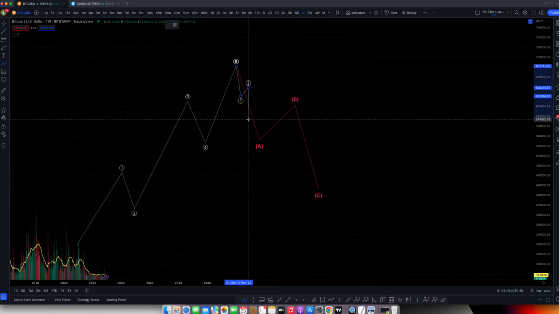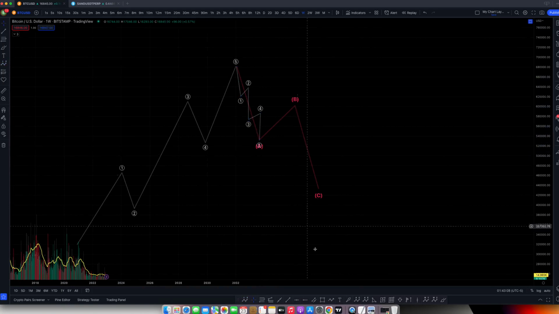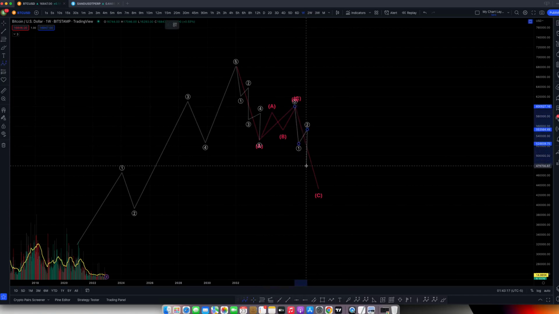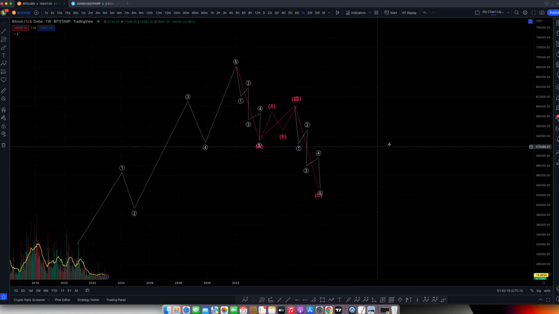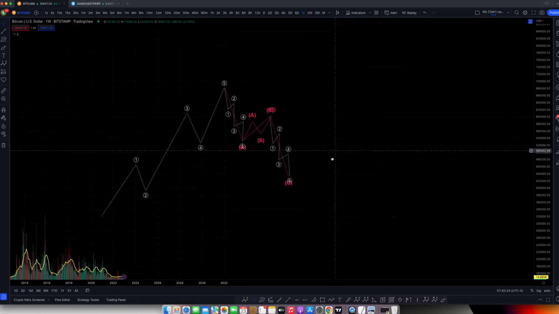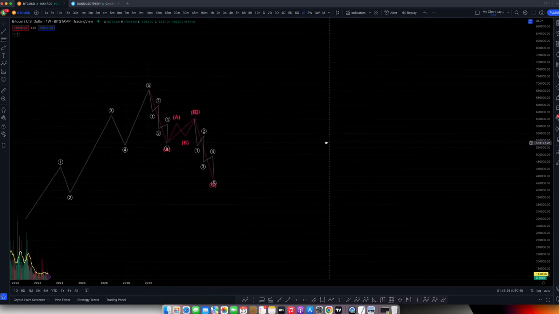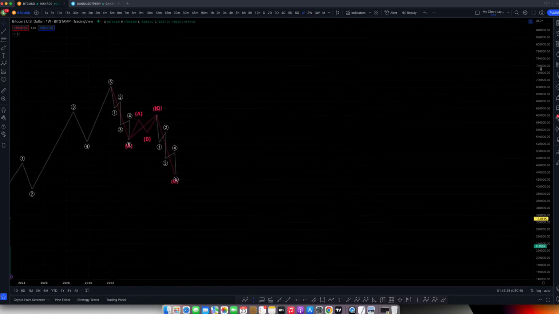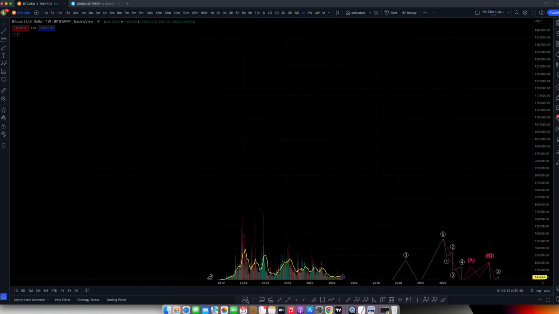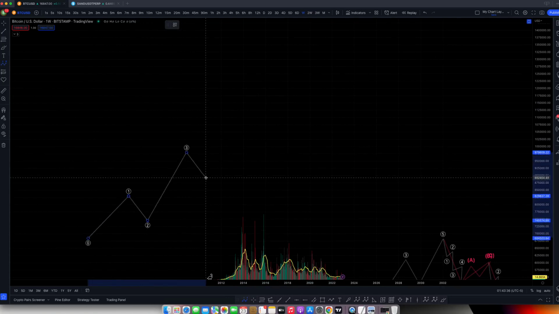You will see clear 5 waves in wave A, you will see clear 3 waves in wave B, and you will see clear 5 waves in wave C, right? So these are one of those patterns that are simple and easy to spot. We call them the zigzag, right? Other than that, what we saw was a corrective pattern that we call flat, and in flat we have 3 variations, right?